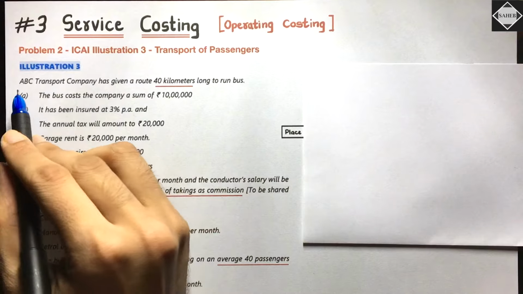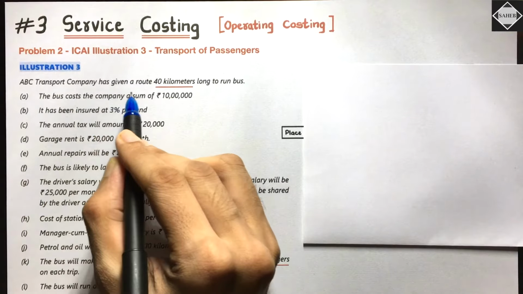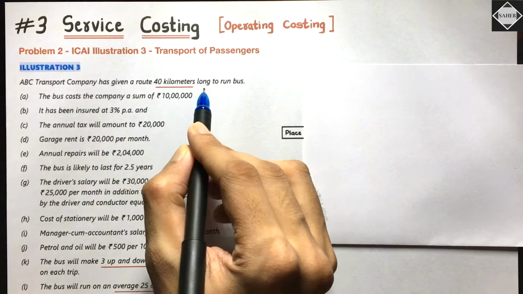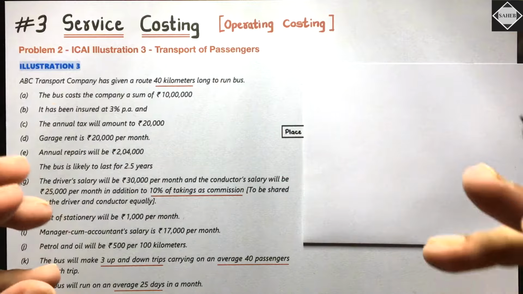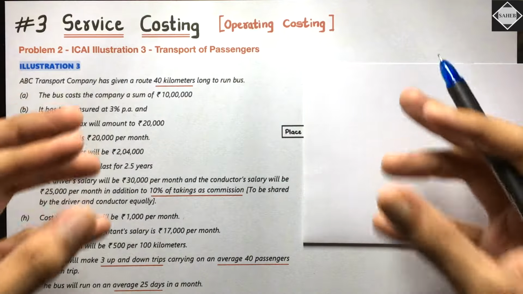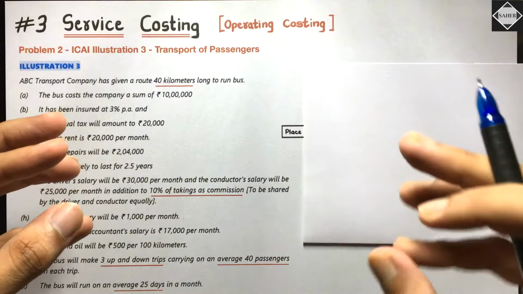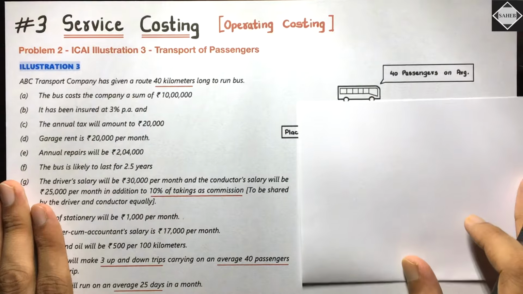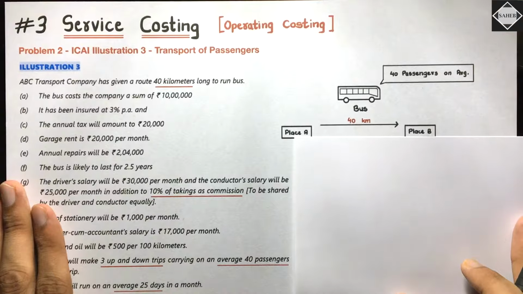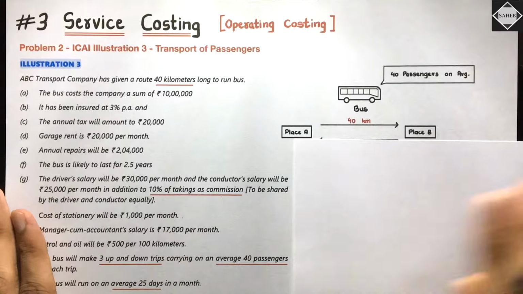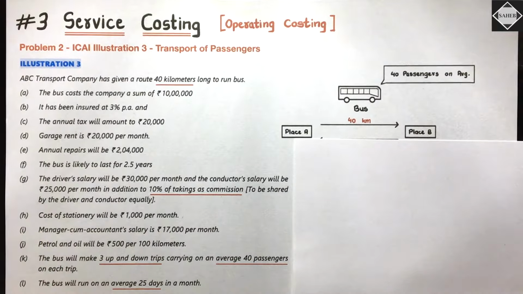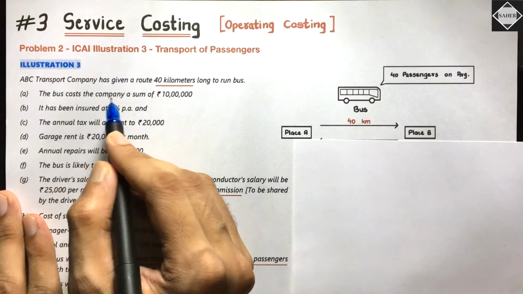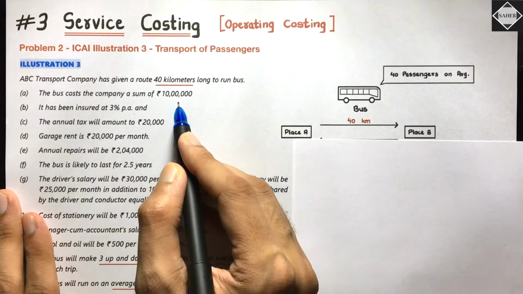See here, ABC Transport Company has given a route of 40 kilometers long to run the bus. We have one bus and we are running it between two places which are 40 kilometers apart. Is it clear? Then they are saying the bus cost the company a sum of 10 lakh.